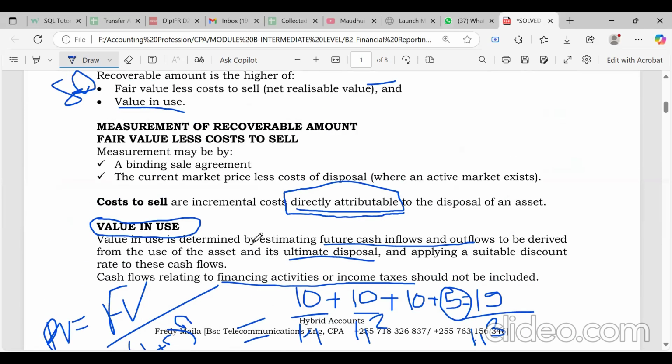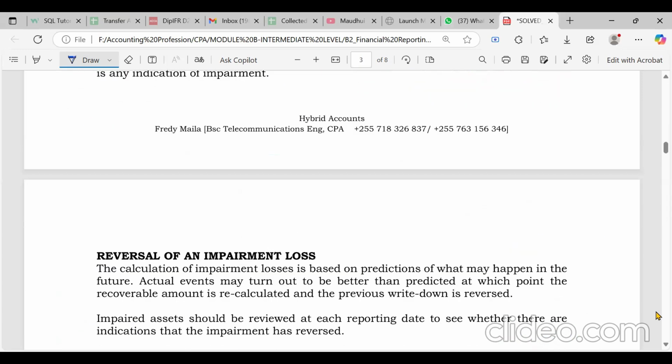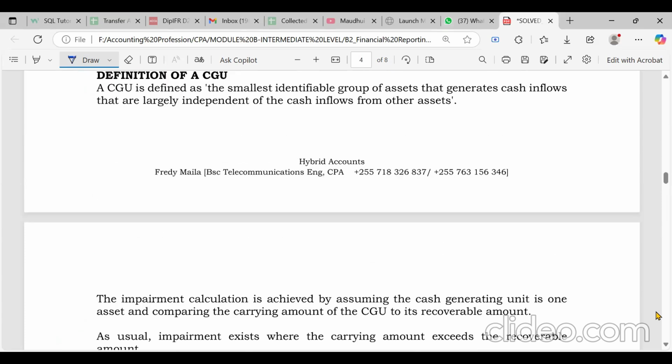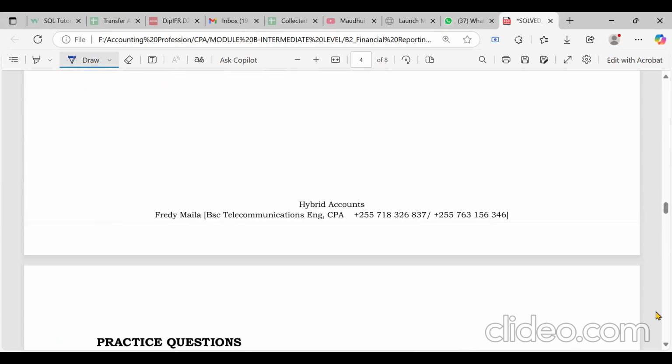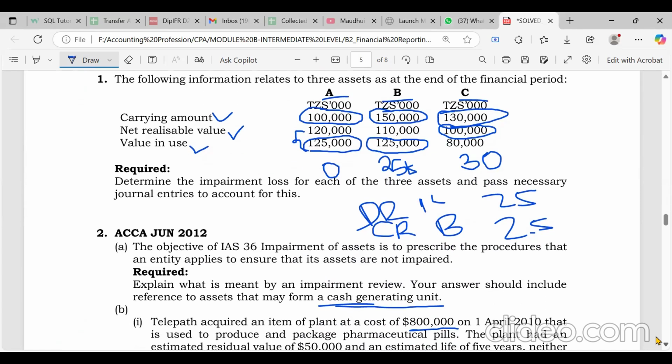It is determined by estimating the future cash inflows and outflows to be derived from the use of the asset and its ultimate disposal. So if ultimate disposal is what we actually get, we don't only take the amount that you're going to get while operating, while doing the business, right? You're also going to take the amount which you obtain even by stopping business and selling that asset. So we combine them all, right?